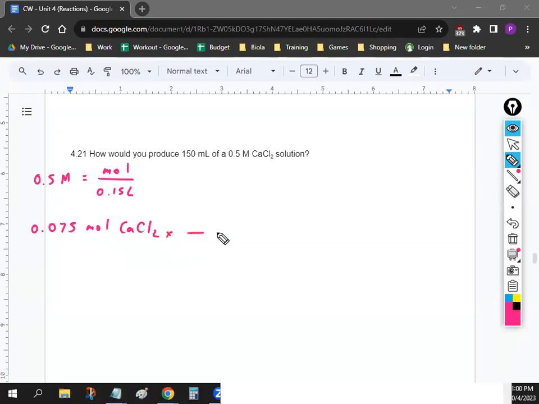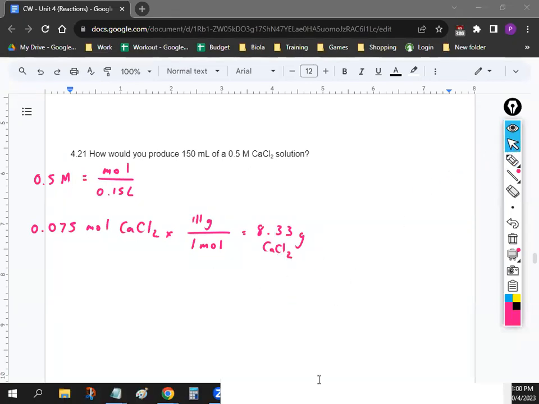Next, we convert this into grams. So we're going to find the molar mass of calcium chloride, which you guys should get to be around 111. And you calculate that out, and you should get about 8.3. I'm going to round that to 8.33. But if you got something around 8.3, that's totally fine. All good so far?